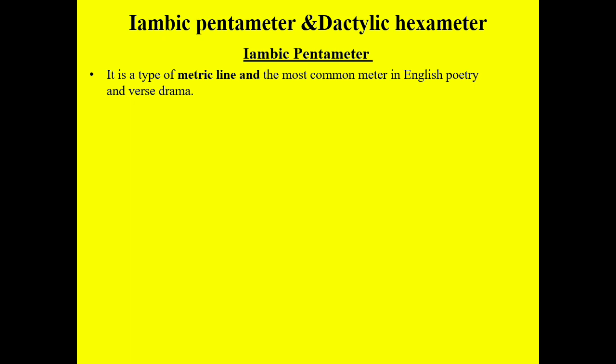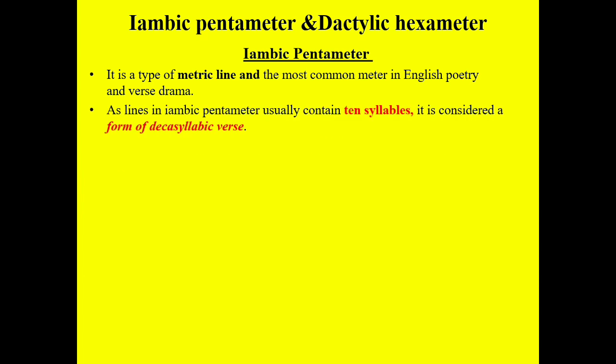Okay, let us understand some more information about iambic pentameter and dactylic hexameter. These 2 meters are very important and common in English poetry and verse drama. Iambic pentameter is a type of metric line common in English poetry. The lines of iambic pentameter usually contain 10 syllables. How many syllables? 10 syllables. That's why it is considered a form of decasyllabic verse. Decasyllabic means 10 syllables.